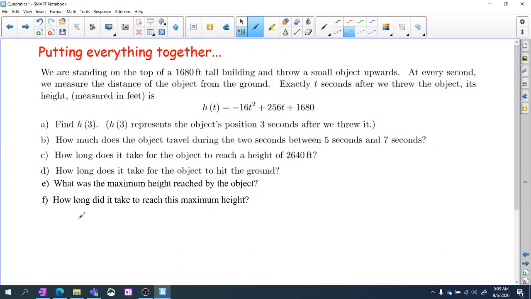So part A says find h of 3. That means h of 3, function notation from grade 10. That means replace t with 3 to get the height at the 3 second mark. So part A, h of 3 is negative 16. Replace t with 3.